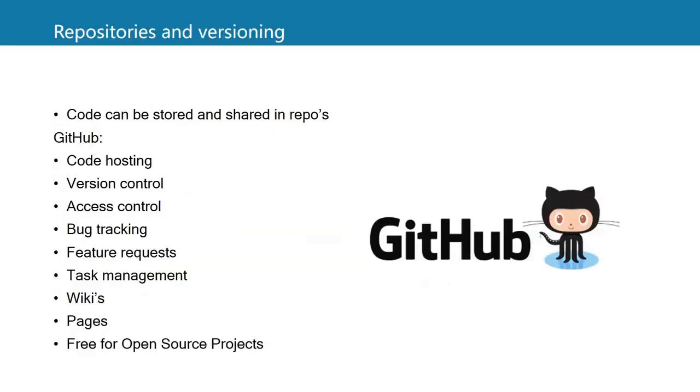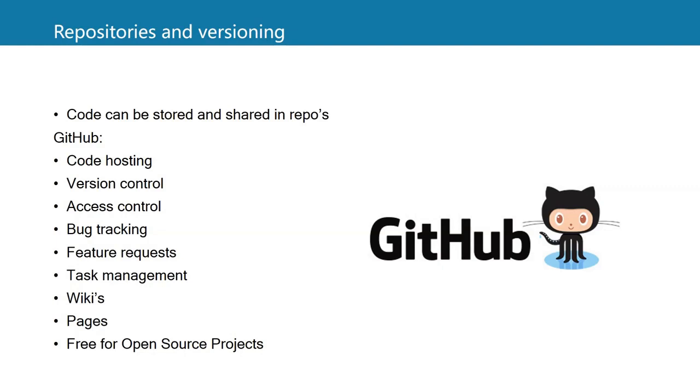At some point, your scripts will be more complex and you might work in teams on the same code. In that case, you need to store your code centrally in a repository and take care of the version management. The most popular system for that at the moment is GitHub. In GitHub, you can store the code. It can take care of version control.